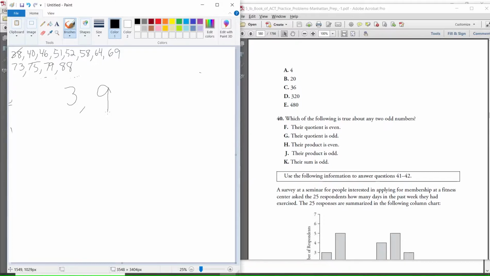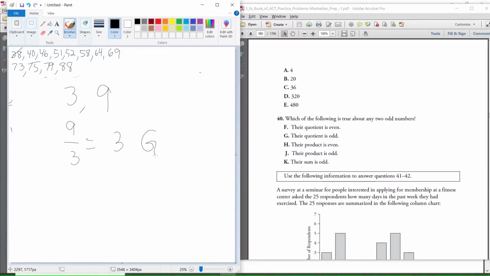But anyway, so we've got 3 and 9. Their quotient is even, the result of division. So let's do 9 divided by 3. That equals 3. That quotient is odd. So F is out, F is debunked, eliminated, we're left with G.